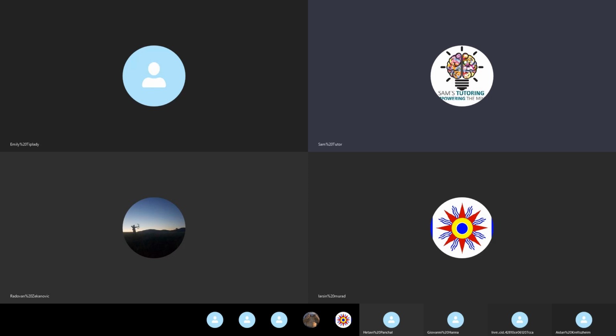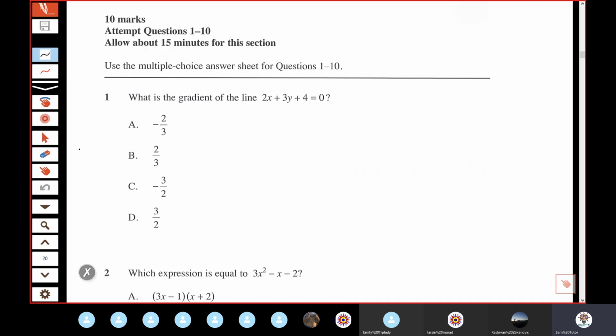1. What is the gradient of the line? I'll leave that with you guys. Hopefully we know what to do. y equals mx plus b. Straight out.